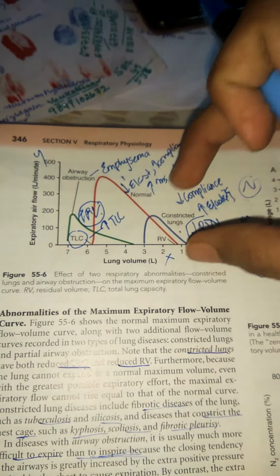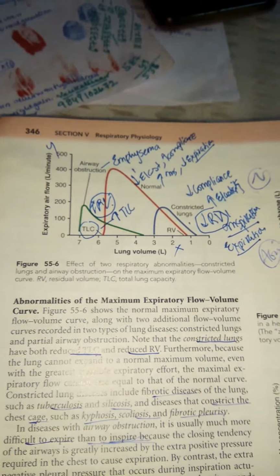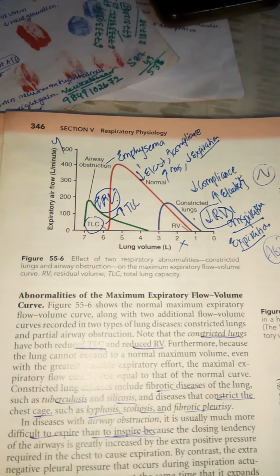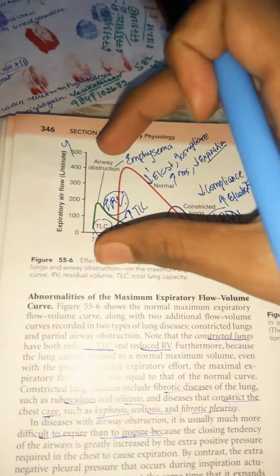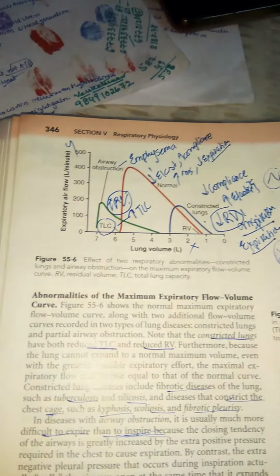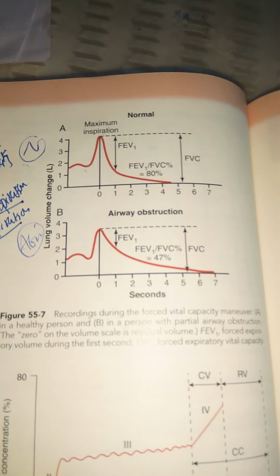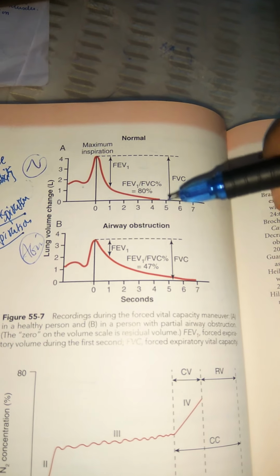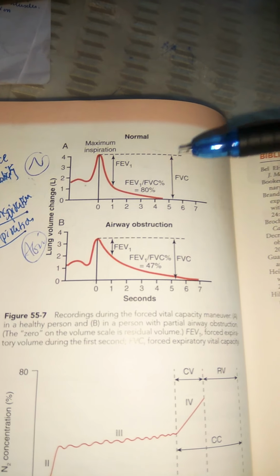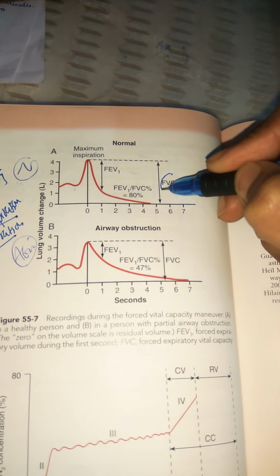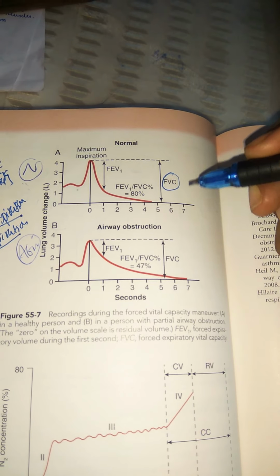So this graph gives a clear idea of the differentiation and comparison between constricted lungs, obstructed lungs and the normal lungs. And this graph also shows the difference between the normal lung and the airway obstruction lung, but here they are showing the functional volume.